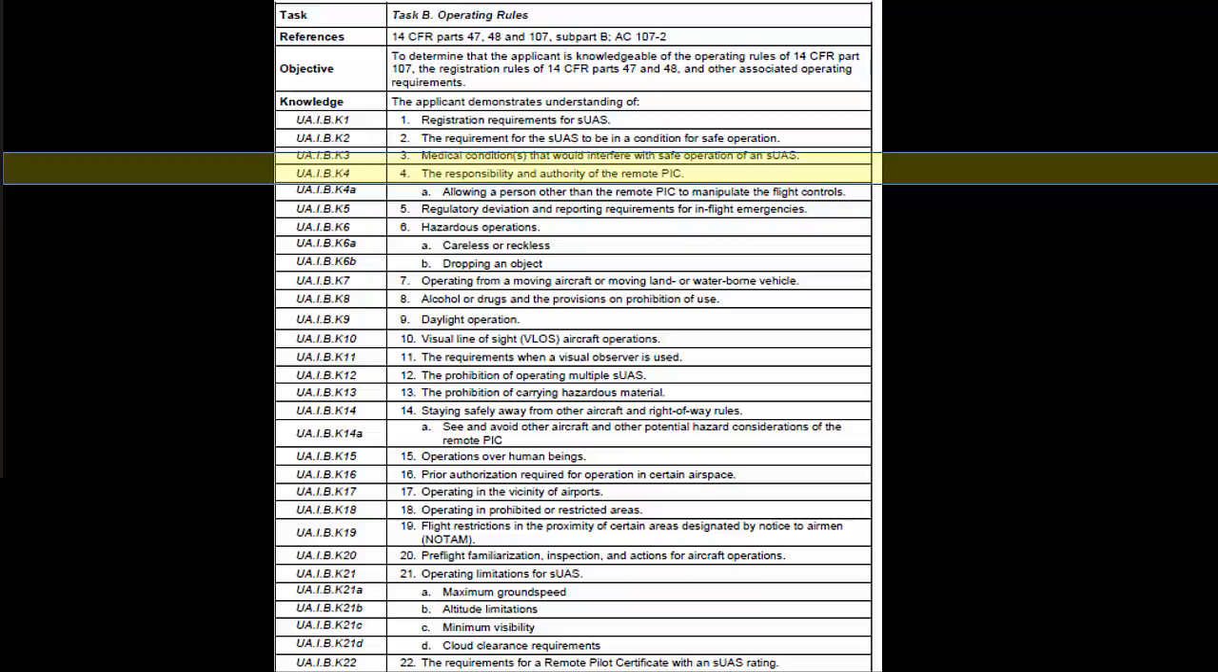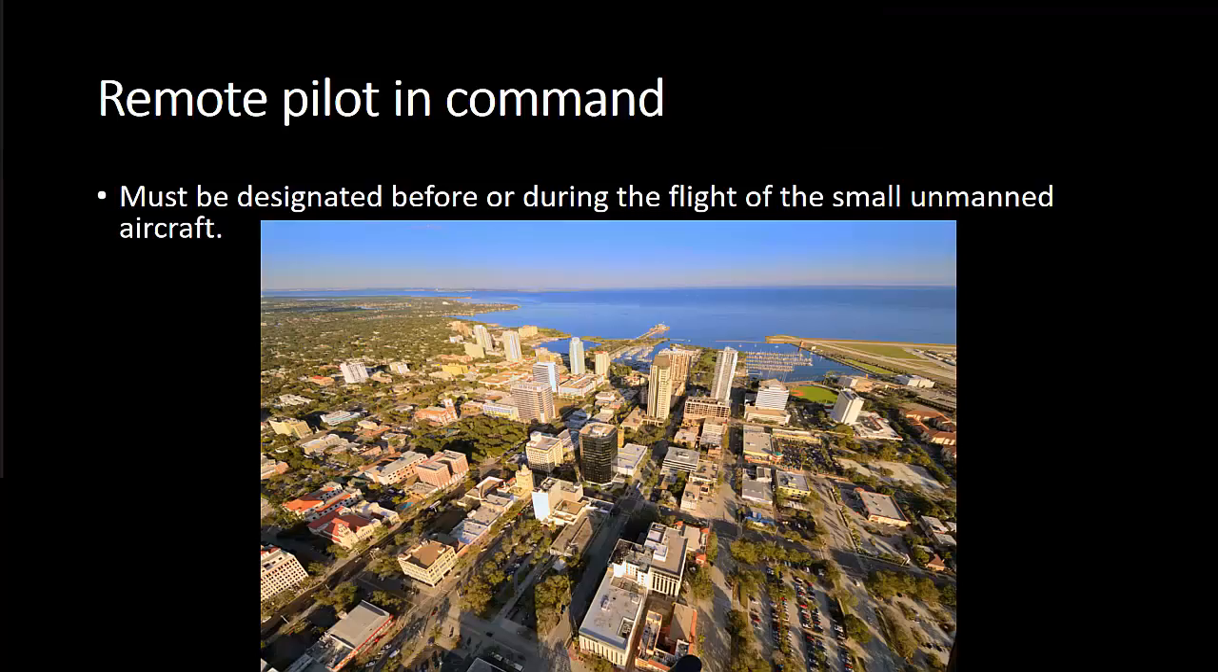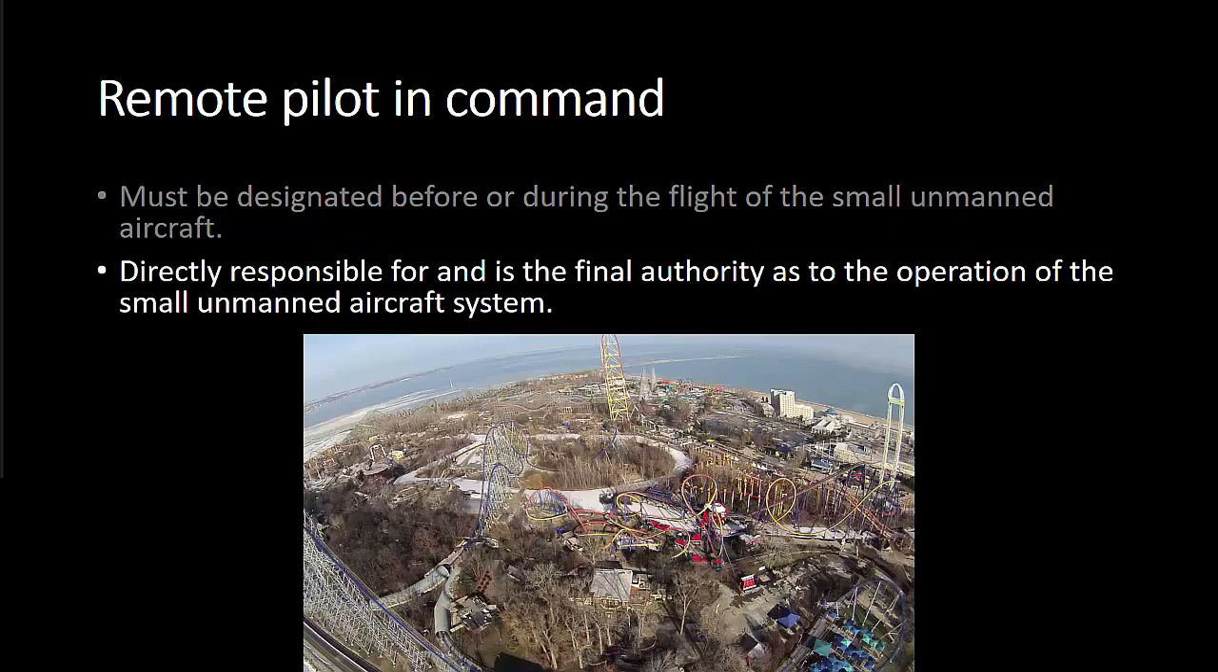Continuing on, we're moving on to knowledge part 4, the responsibility and authority of the remote pilot in command. Before the drone takes off, we must designate who the pilot in command is going to be. Why is that important? Well, it's because the remote pilot in command is directly responsible for all that happens with the drone, really. You're the final authority, you're the final say. If you say left, the drone needs to go left. Now, you might chuckle and say, well, if I'm flying the drone, why do I have to designate that?